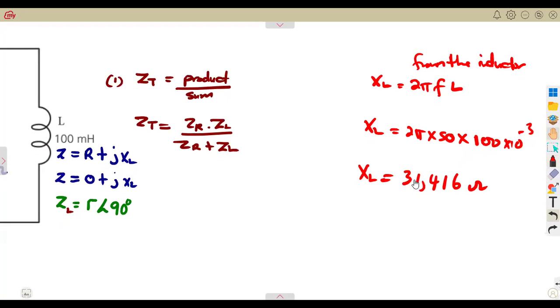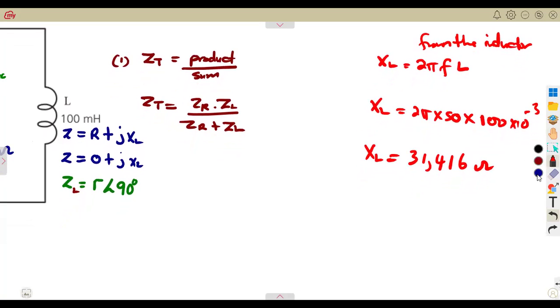So having now the formats that we had here, the rectangular form, meaning our ZL is given as 0, we do not have resistance, so it will be 0 plus jXL, our XL, which is 31.416. That is, we can have this in a rectangular form.